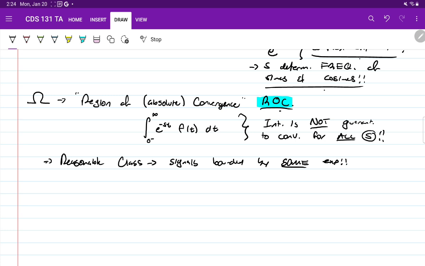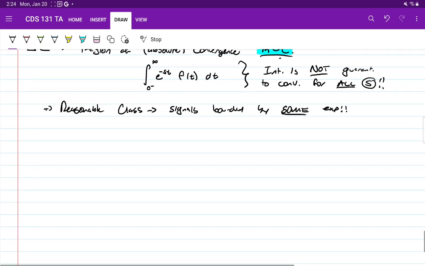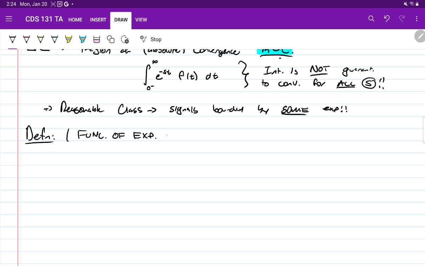Okay, so if I can bound f's growth by some exponential, then I should be able to get that this integral will converge, right? Because I have an e to the minus st, so I can control the growth of this other exponential by picking s correctly. All right, so this brings me to the following class of signals. So definition, this is going to be a function of exponential order.